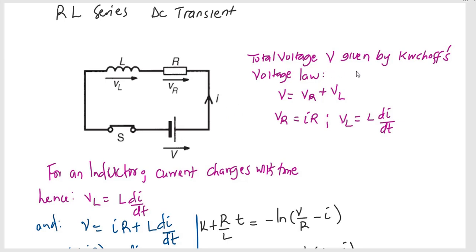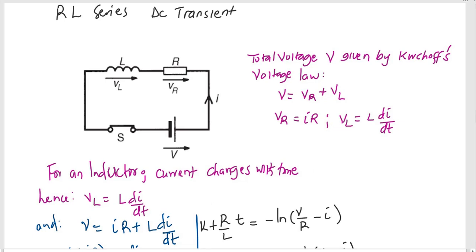The total voltage, therefore, V is given by Kirchhoff's voltage law and is equivalent to V equal to VR plus VL. We know that voltage drop across a resistor is IR. What about VL? We know that VL, the voltage developed across an inductor, is due to the induced voltage or induced back EMF, which is given by L di/dt. Therefore, we know that across an inductor there is a changing current. So for an inductor, current changes with time, and hence VL is equal to L di/dt.